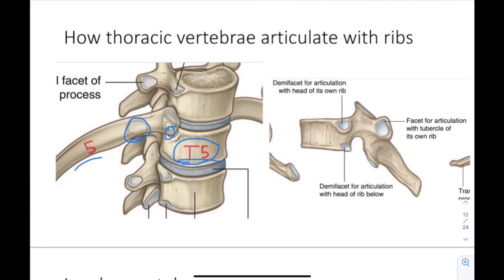Basically, this is from another view, just so you can understand. Let's say this is T5. For rib 5, the head is going to articulate here at the superior costal facet. And then the tubercle, this part of the rib here, is going to articulate with the transverse costal facet of T5, like this. And the rib that's going to be here would be rib 6. You don't need to know these details, but this is just for your understanding, so you can understand the concept of it. But you don't need to know these details for now.